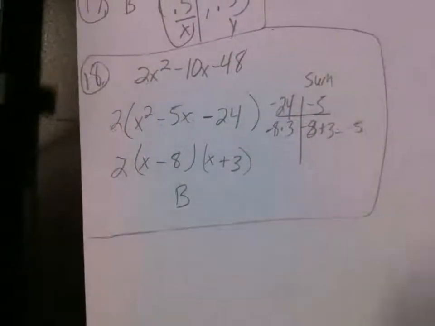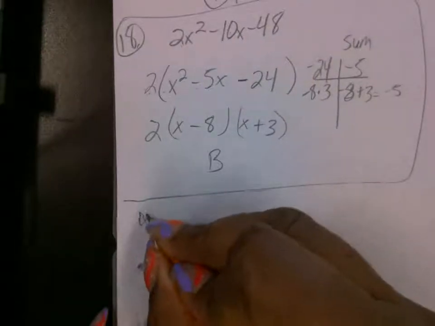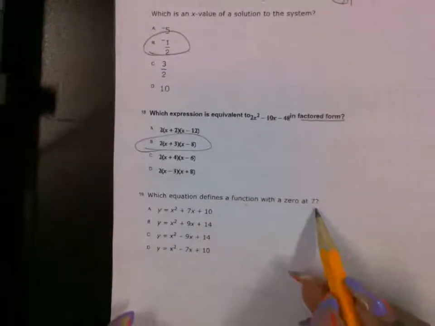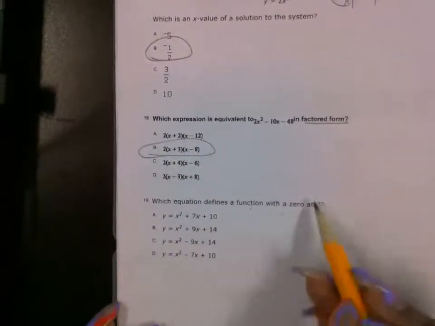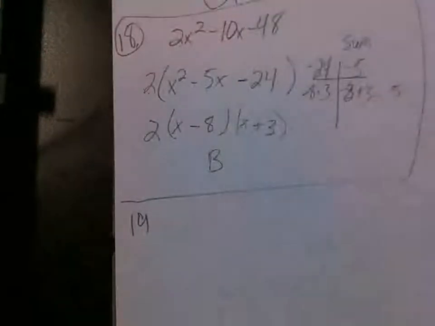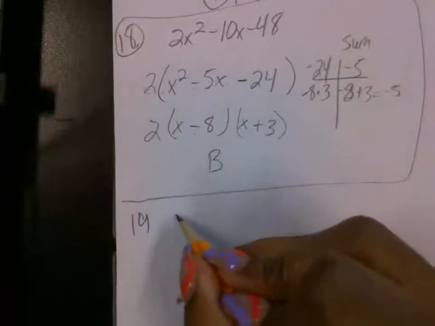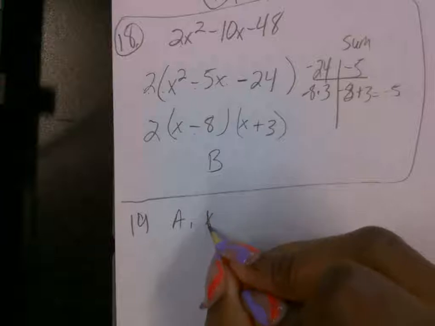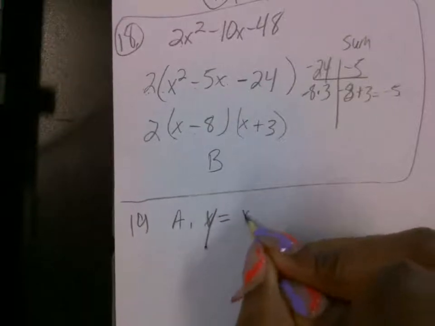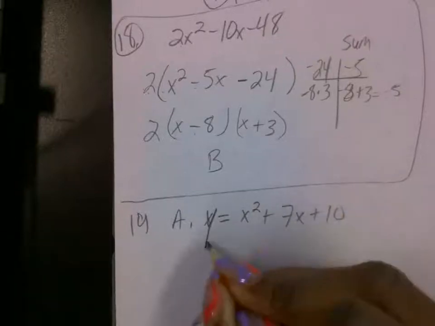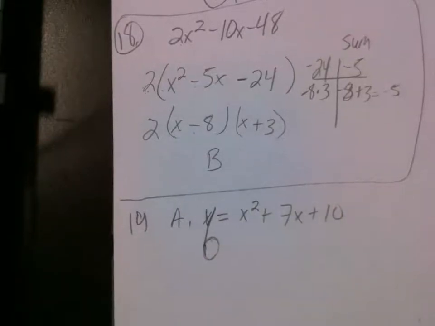Okay. Number 19. Okay, it says which equation of the function with a 0 of 7. So you got to factor it and find the zeros to see which one of these problems have a 0 of positive 7. So A, we're going to factor that one. We have y is equal to x squared plus 7x plus 10. So this is 0, okay?